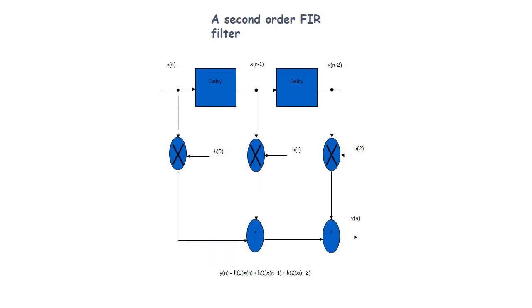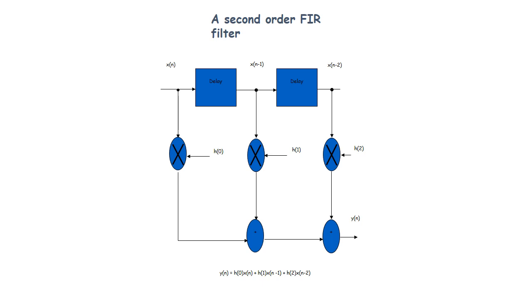So the second order FIR filter. So here we have used the second order FIR filter. FIR means finite impulse response filter. Here x of n is given as an input, then it is passed into the delay processor. When one delay is given, it will be given the h of 0. Next the x of n minus 1 input will be passed into the delay.